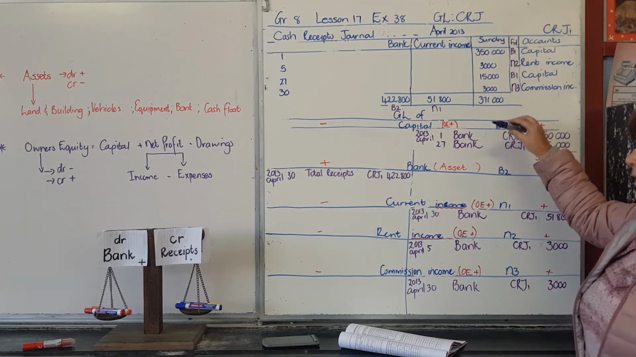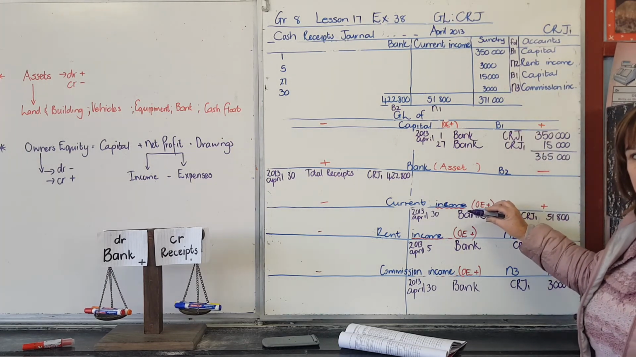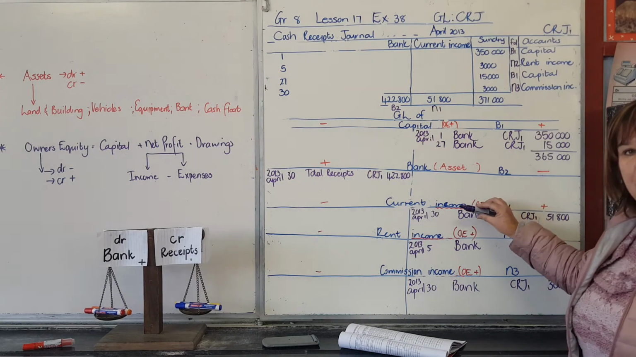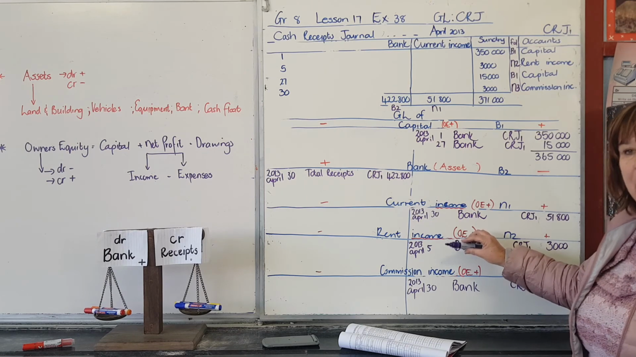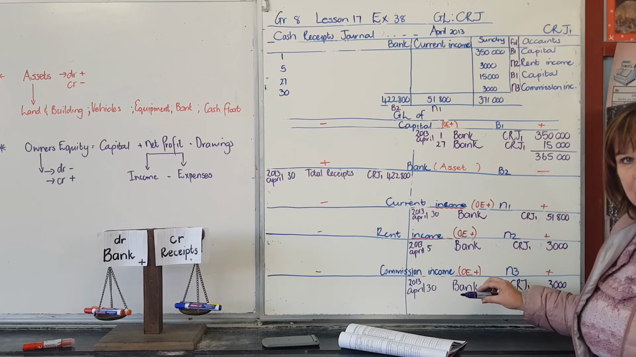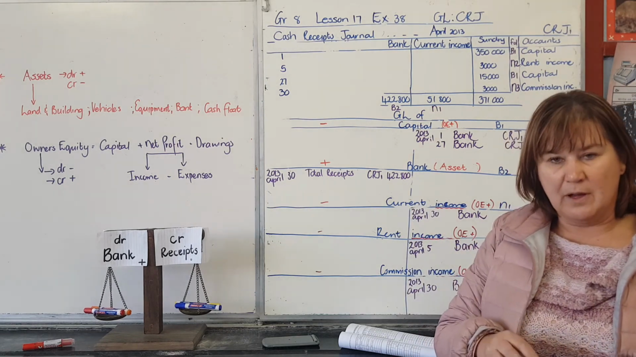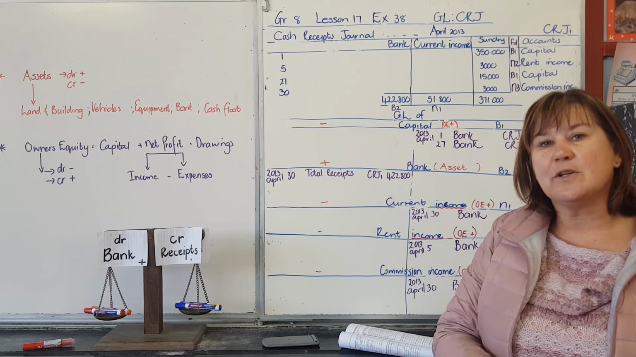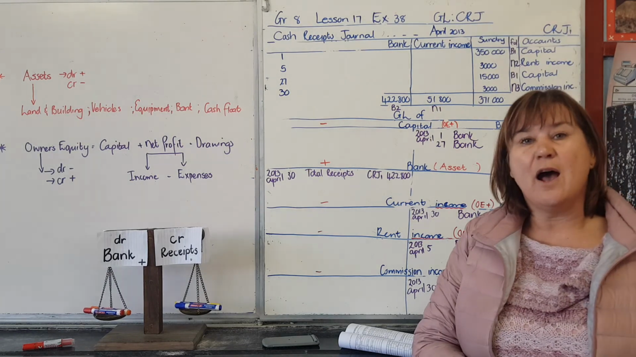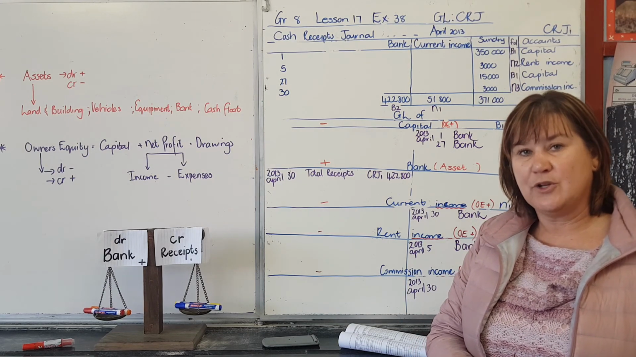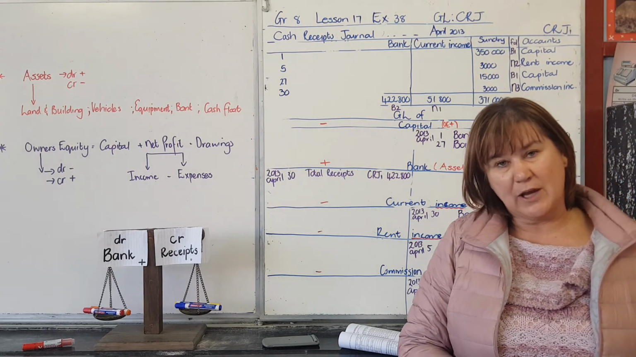So we've received money, capital, from the owner. We've received money from our clients for the service that we've rendered. We've received money from our attendant, rent income, and we've received commission income. All right, so remember, this is the basic. For each debit, you have a credit, and then I will show you in the next exercise the ledger of your CPJ, your cash payments journal.